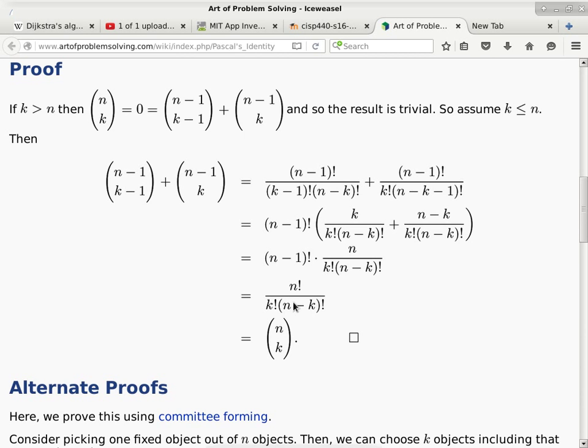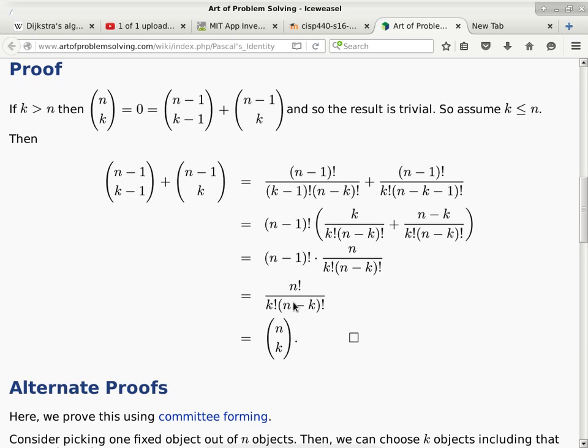When you say n choose k, what do you mean by that? I just didn't know what that meant. Okay. It's just how we call that.